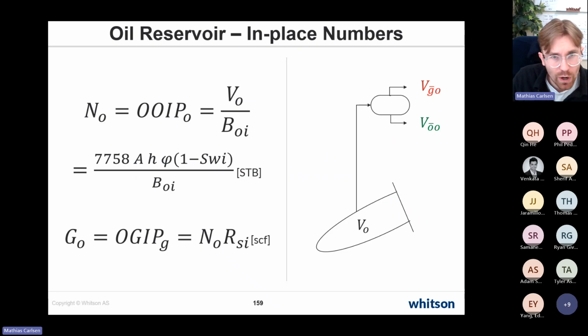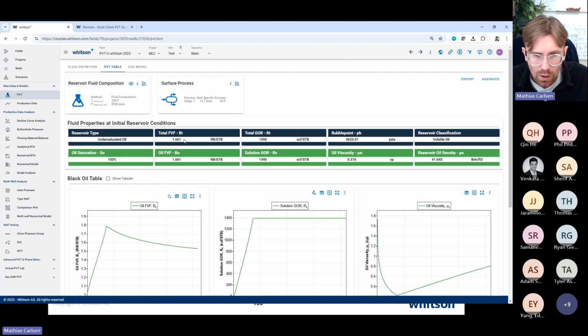If we're dealing with an oil reservoir, the formula to calculate oil in place is very easy. It's hydrocarbons in place divided by the formation volume factor. If you want to get the gas in place, we just take the oil in place and multiply it by our RS. So oil in place will be hydrocarbons in place divided by this number, and then you take that result and multiply with this number. That's your gas in place.